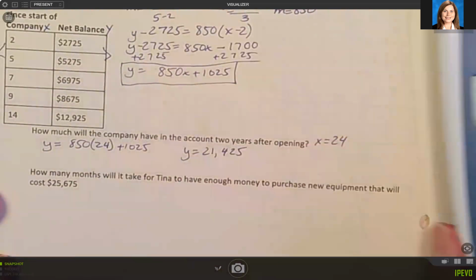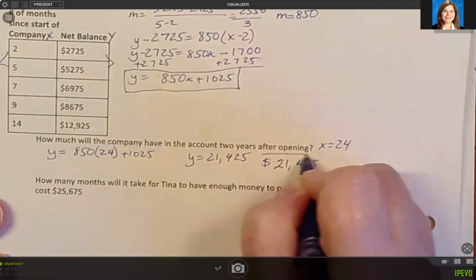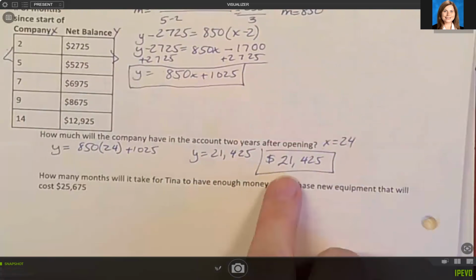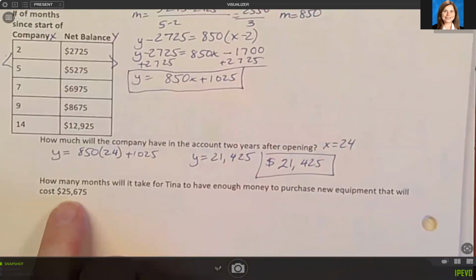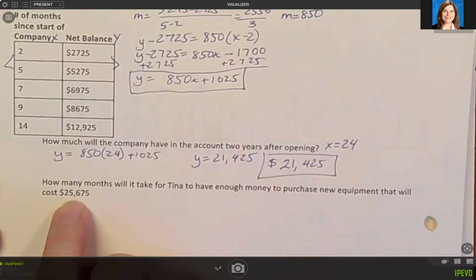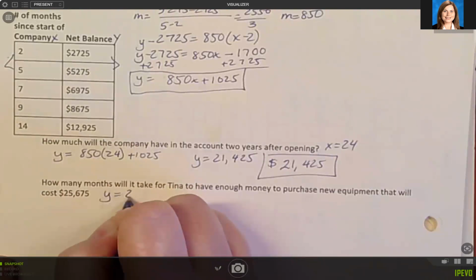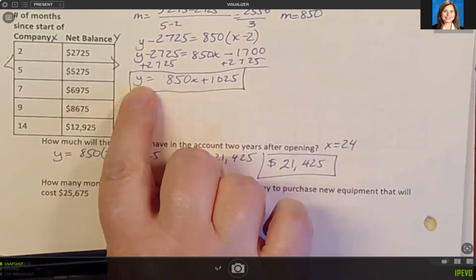So the company will have $21,425. And then how many months will it take for Tina to have enough money to purchase new equipment that will cost $25,675? Obviously a little bit longer than 24 months, but let's find out exactly how much more. We want to know when the net balance is 25,675, so we let y equal 25,675 and plug this into our equation and solve for how many months.